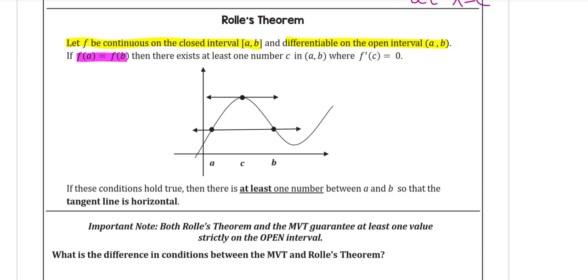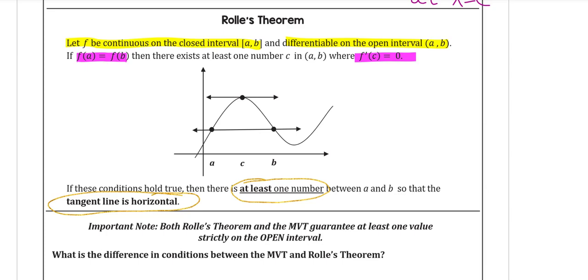So what happens then is we've created a horizontal secant line. So now what we have done is we've created a place where the tangent line is 0. Okay? So this is telling us that if these conditions hold true, there's at least one number between A and B where we have a horizontal tangent line. This is going to be very, very important to us going forward, finding horizontal tangent lines.